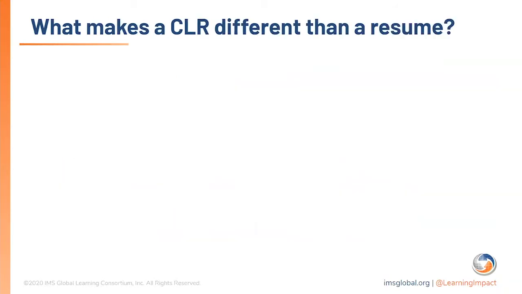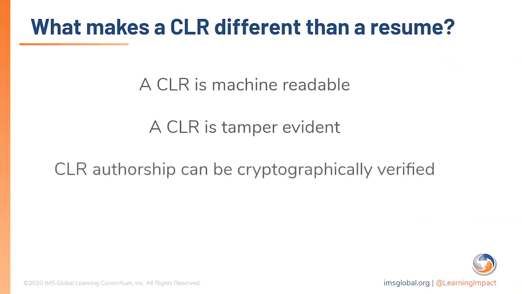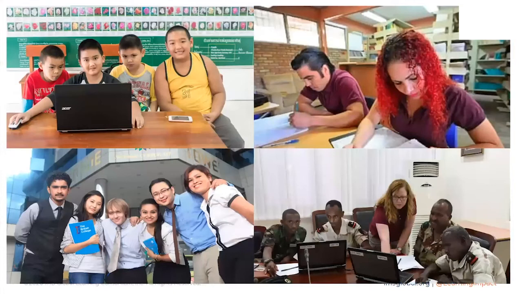CLRs are trusted records of achievement. They are machine readable. They can be verified to ensure they have not been tampered with. The author can be cryptographically verified. And the achievements can be aligned with any academic or skills framework so that all parties understand the data. CLRs are meant to be long-lasting. As a learner, you will collect CLRs throughout your life.